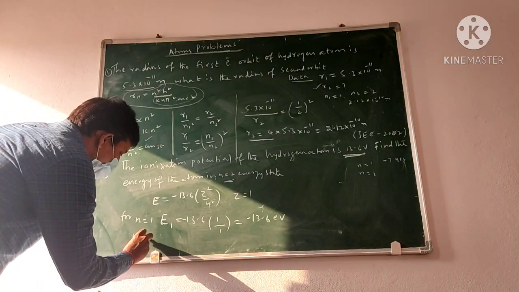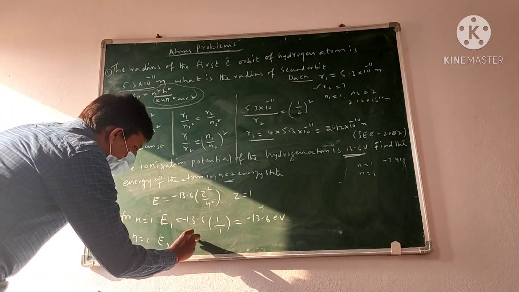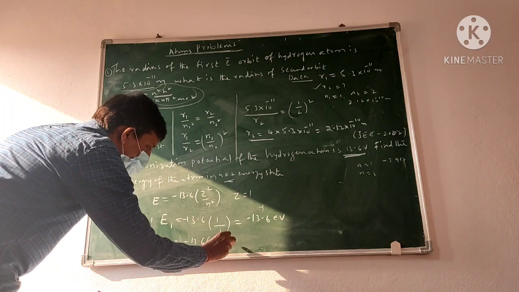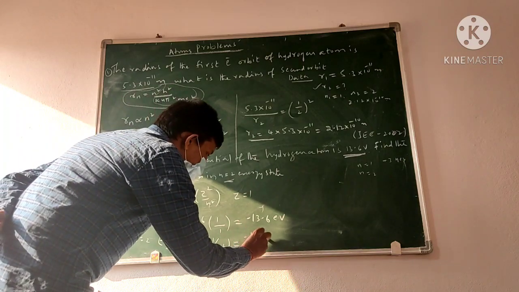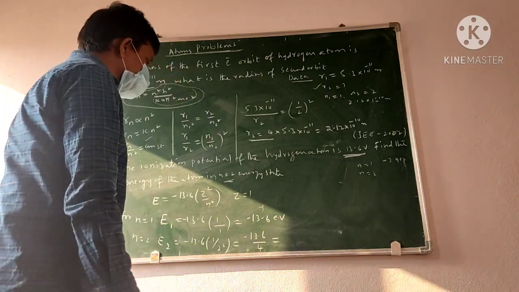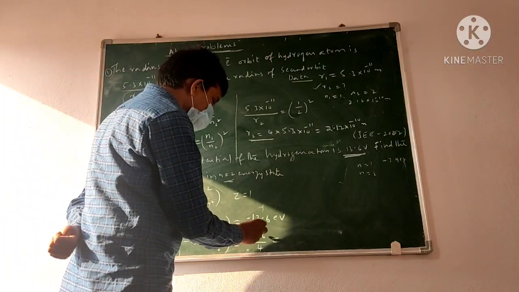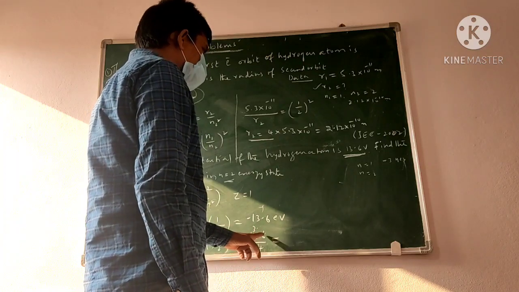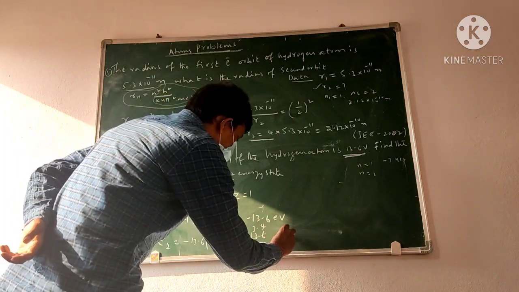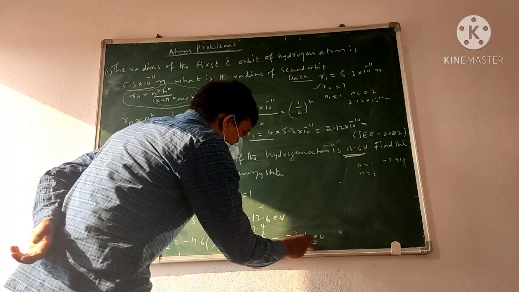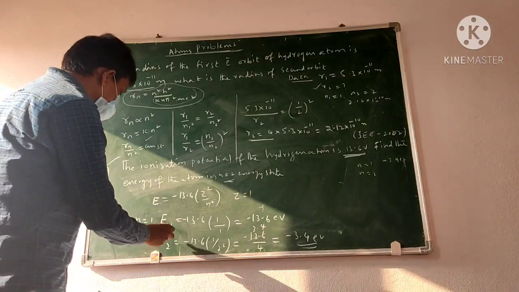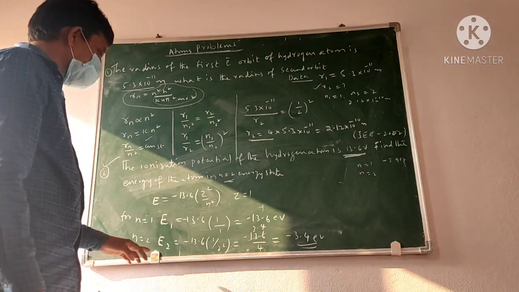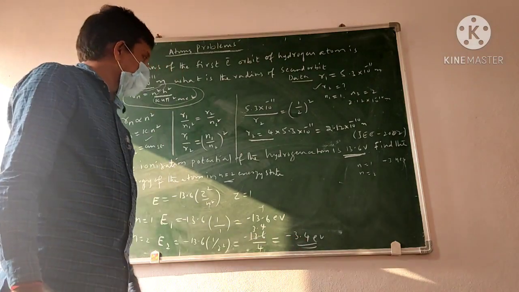For n is equal to 2, E2 is equal to minus 13.6 into Z² by n², this is 2², that should be equal to minus 13.6 by 4. So 4 3s are 12, 4 4s are 16, which gives minus 3.4 electron volts. This is the second energy. The energy of the second orbit is minus 3.4 electron volts.